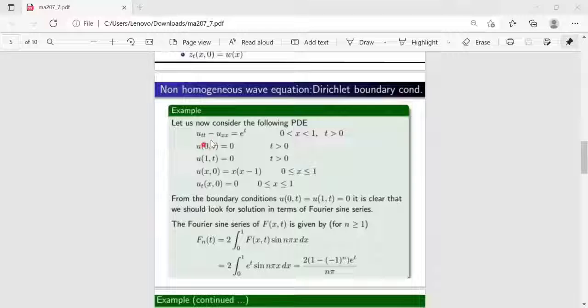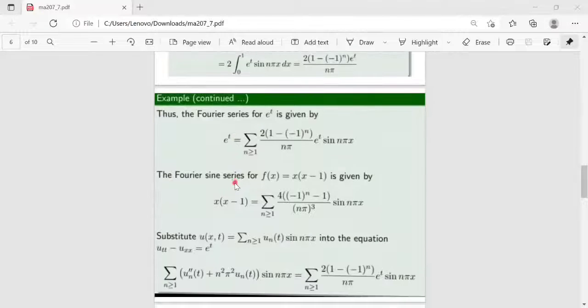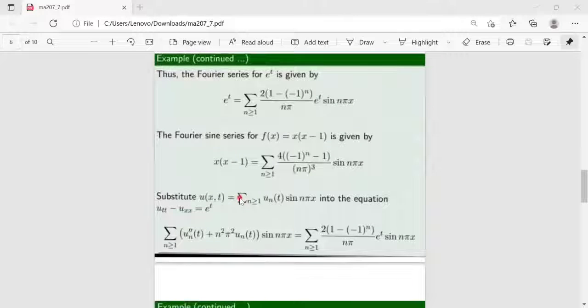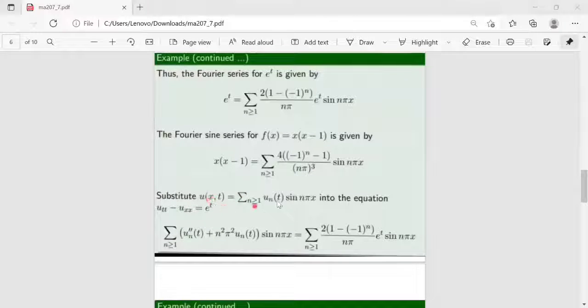Here we have similarly 0 and 0 for the boundary conditions, and we have x into (x minus 1) in place of f of x, g of x is 0, and capital G of x, t is e power t. So let's first find the Fourier series for this and this, which we are going to use in the further steps. Okay, we found the Fourier series for this. Next, we are looking for a solution of the type like this.